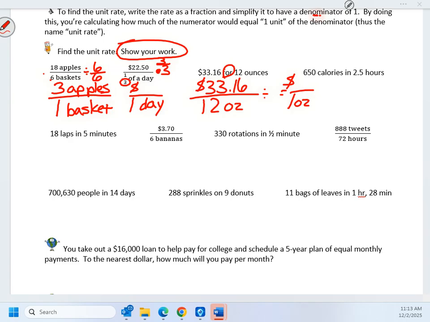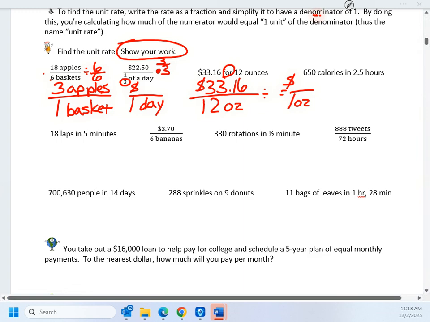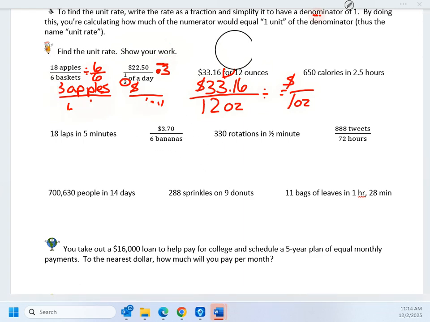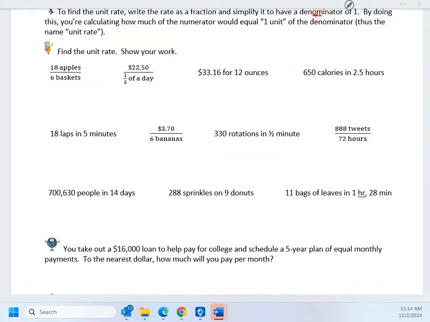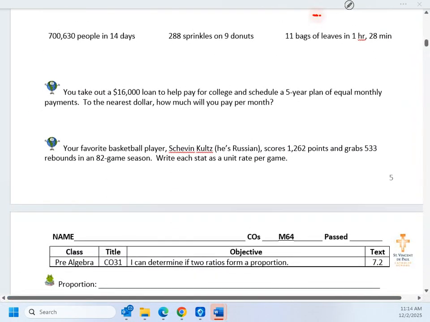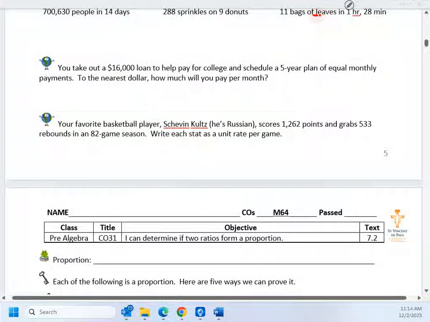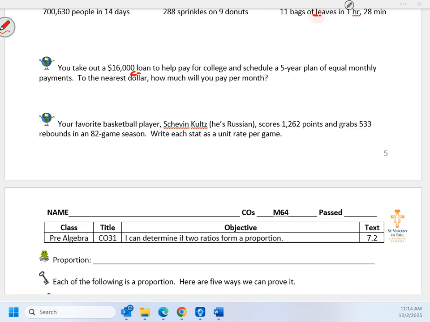Then on the bottom, we have some word problems. When it says to the nearest dollar, I'm gonna change that. Hold on. So look down here. He put his answer as cents. To the nearest cent. So that's the 100th place. So instead of doing the nearest dollar, do the nearest cent.